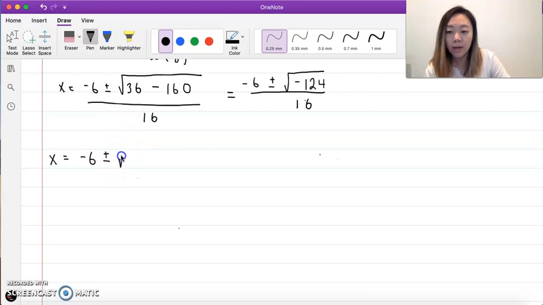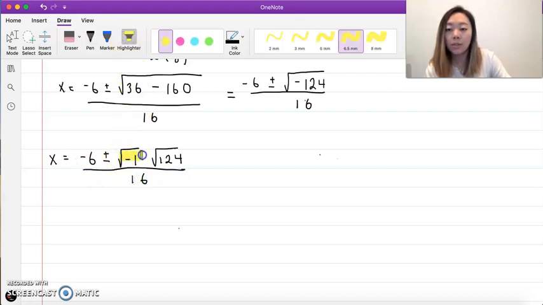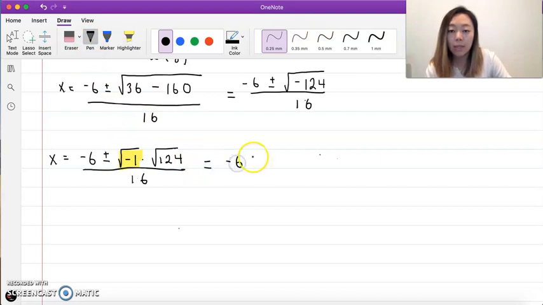124 can be divided up into two different radicals. Negative 1 times positive 124, all over 16. And we know what this is equal to, right? That is equal to the imaginary number I. So then what happens is negative 6 plus or minus I square root of 124, all over 16.